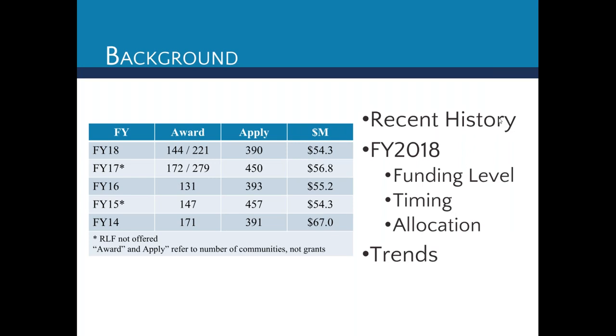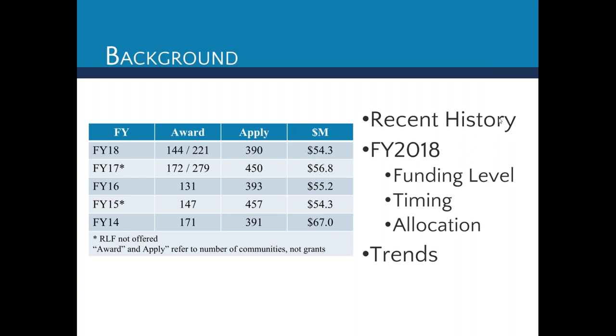If you look two years back, it's pretty consistent with what we had this year as far as the number of grantees and the numbers that applied. The second number in FY18 and FY17, the first number, 144, is the number of communities that received awards, and 221 is the number of grants actually awarded, because many communities received more than one grant. The batting average is roughly about 35-36%, and so that gives you an idea of how competitive it is.